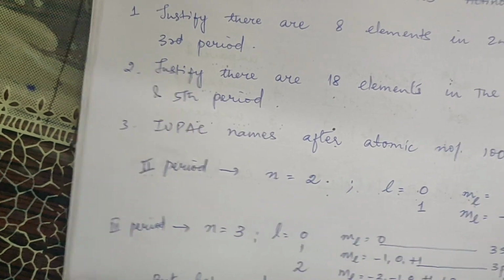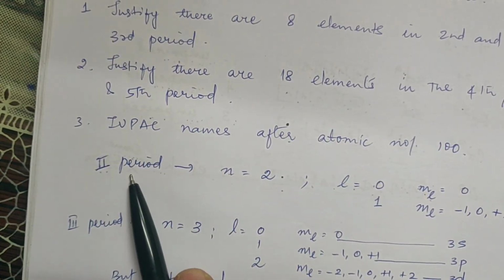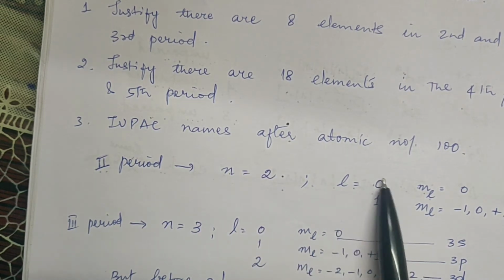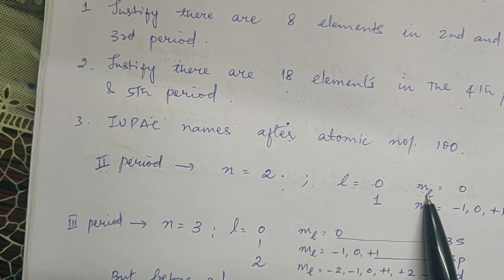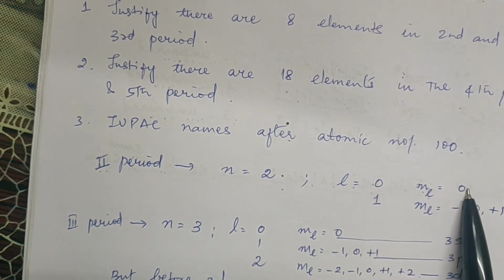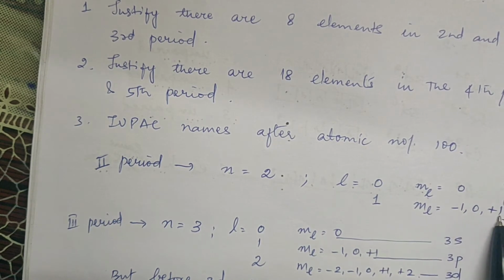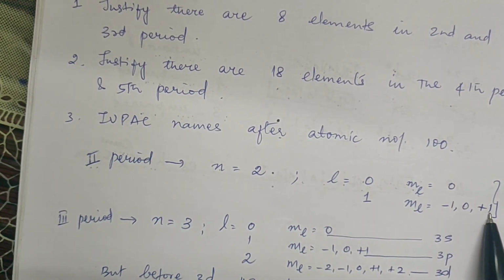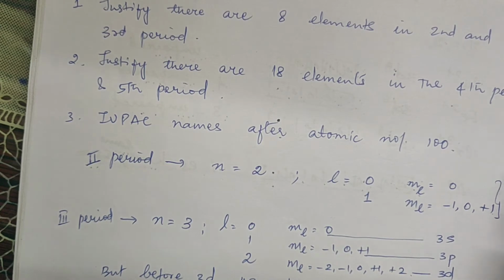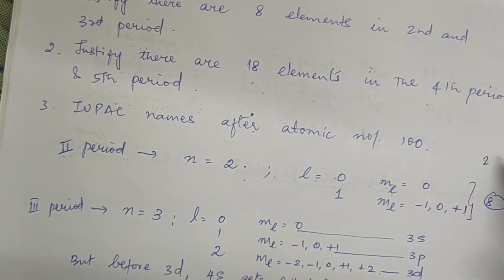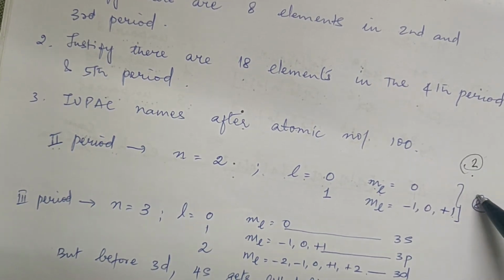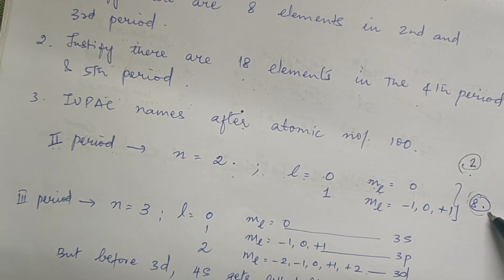Supposing you are talking about the second period. For second period, n is equal to 2. And if n is equal to 2, your L value will be 0 and 1. Okay? And what will be the corresponding ML? For 0, this is also 0. And for 1, it is minus 1, 0 and plus 1. Okay? And what are these? These are the orbitals. How many orbitals are there? 1, 2, 3, 4. Each orbital will hold 2 electrons. So 2 into 4 is 8. So the total number of elements which can be placed in the second period is 8.